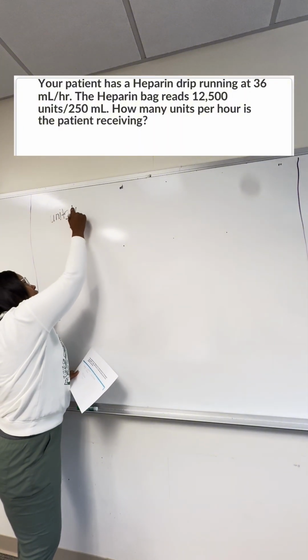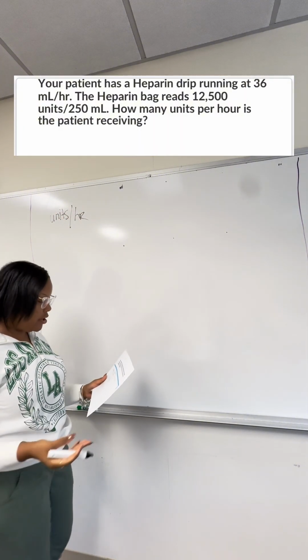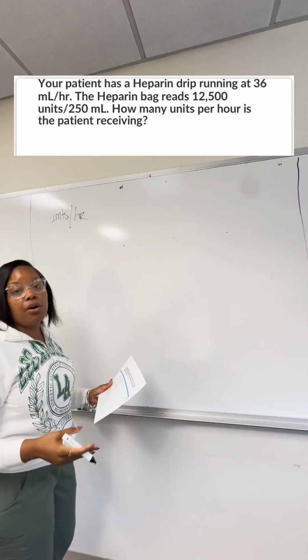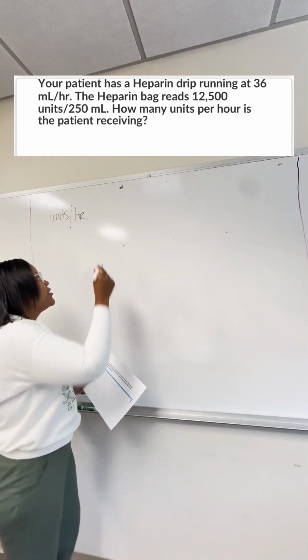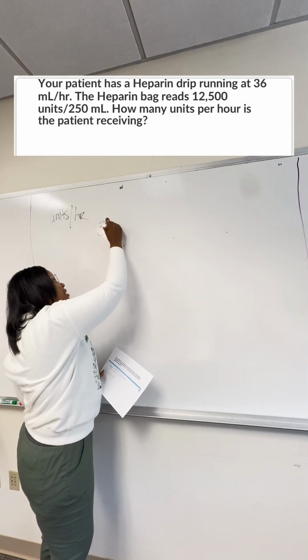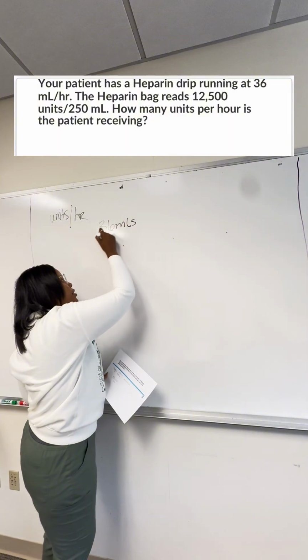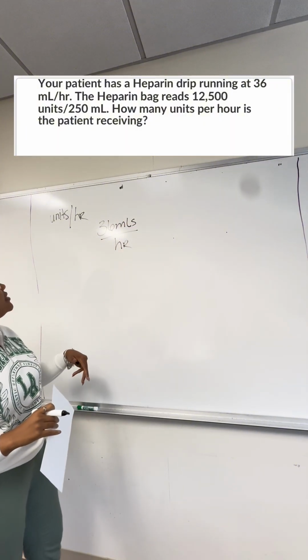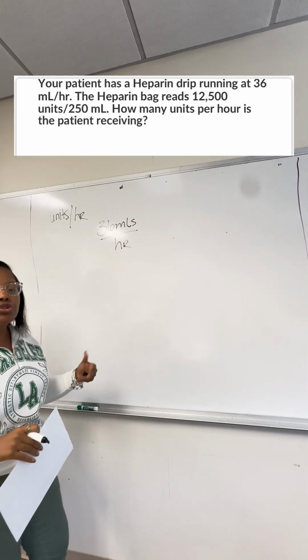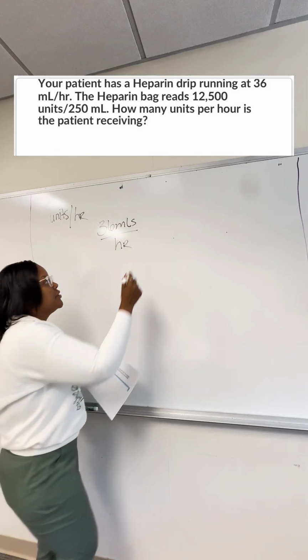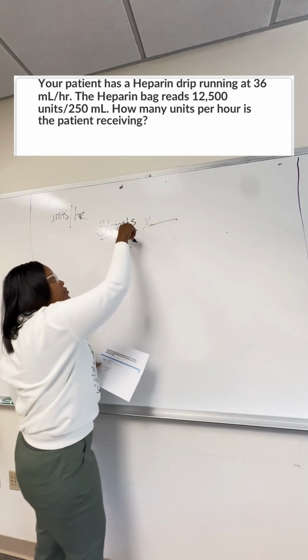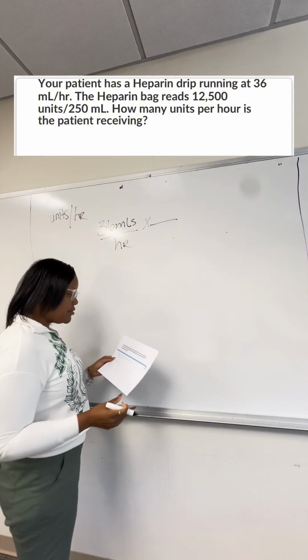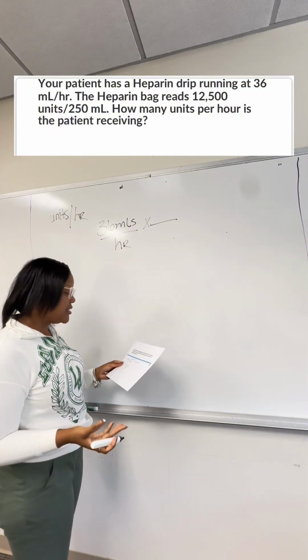So I always like to write on the board what I'm looking for. All right, so let's start with what it's running at. So it's currently running at 36 mLs per hour. All right, so we know our answer needs to be in units per hour, so we have to get rid of mLs. So we know that mLs would have to be on the bottom because it's on the top. So let's go back to our problem and see, can we find some mLs?